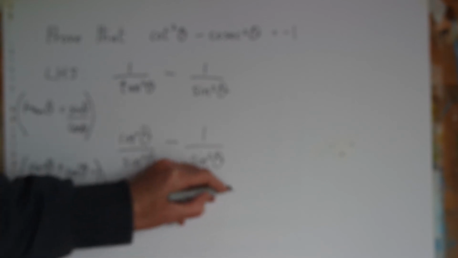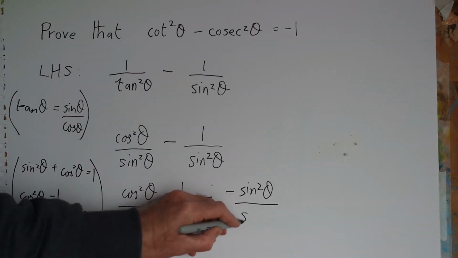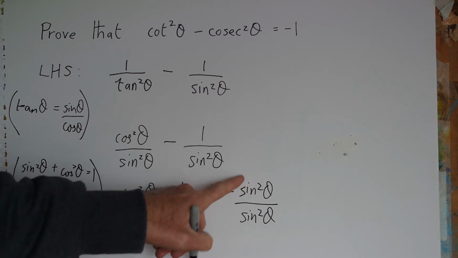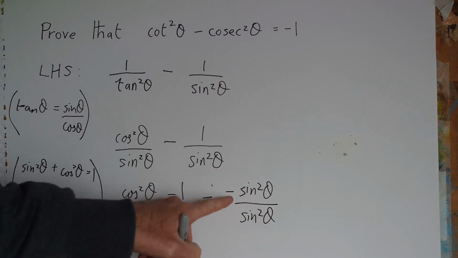But remember, I'll do some side working over here again. Remember that sine squared theta plus cos squared theta is equal to 1. So if I rearrange this equation, cos squared theta -1 is equal to negative sine squared theta. So this bottom fraction becomes negative sine squared theta over the sine squared theta that we already have, and now we've got the same top and bottom except we have a negative sign on top.